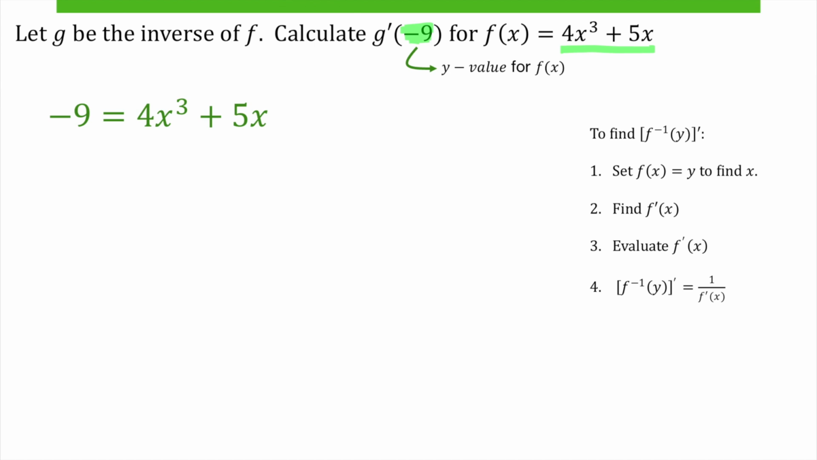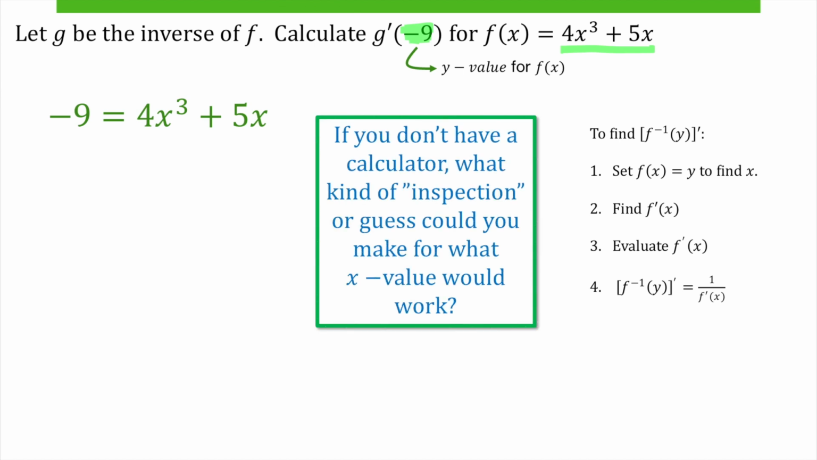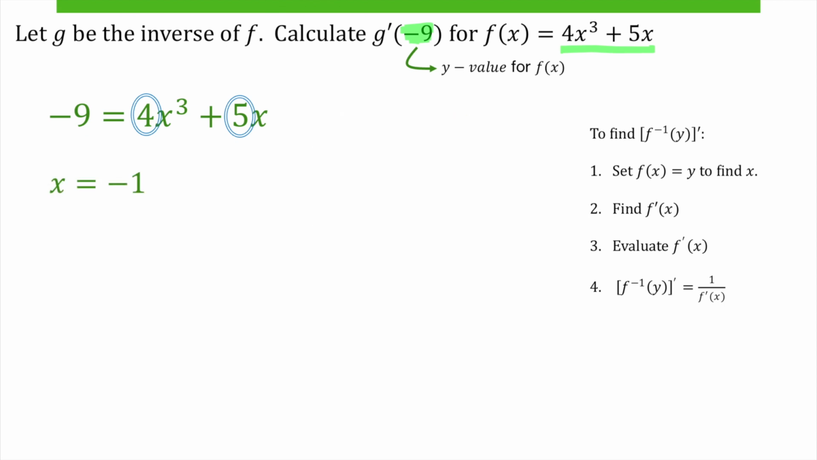Now, if you don't have a calculator, could you just look at this problem and solve it on your own? -9 is what we have to get at. We have 4 and 5, so what does x have to be? x has to be -1. Let's sum up what we know. On our function, we have the point (-1, -9), so on its inverse, we have the point (-9, -1).